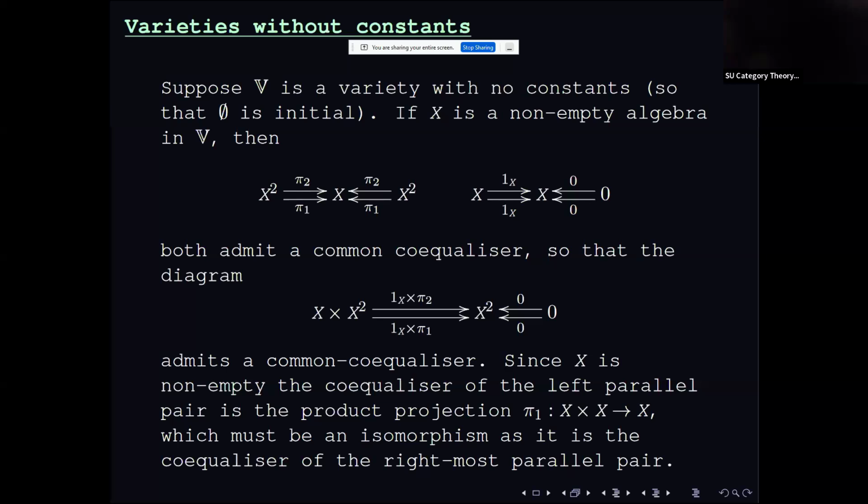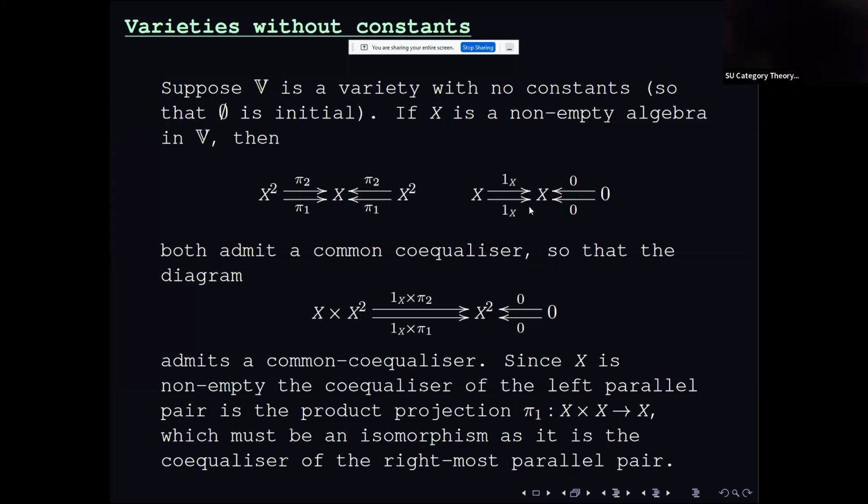So this condition already has some consequences for varieties. Namely, it forces the variety to have constants. And just to show you how, suppose we had a variety which didn't have any constants. That would mean that the empty set is initial, and so if X is any non-empty algebra, we can then form these two diagrams here and here. Each of these has a common co-equalizer, the terminal arrow on the left here and the identity on the right.